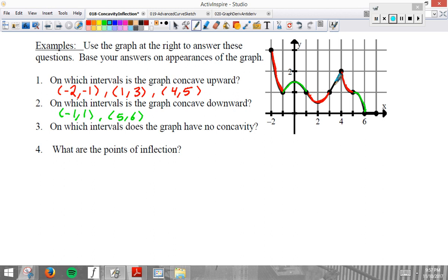This is a straight line from 3 to 4. This is a straight line from 6 to 7. So no concavity, we're talking about a straight line. Because it means the second derivative is always 0.